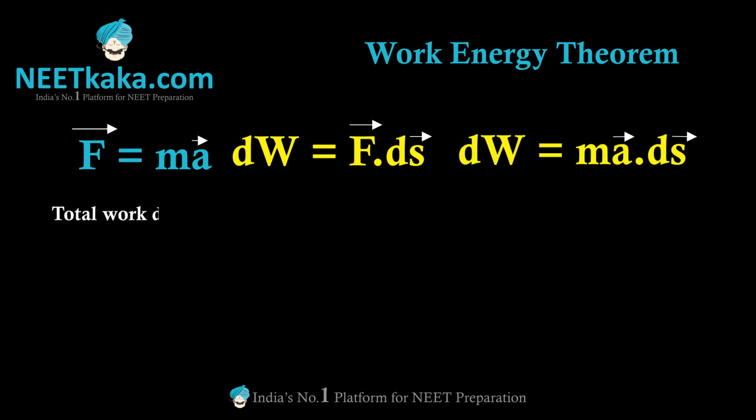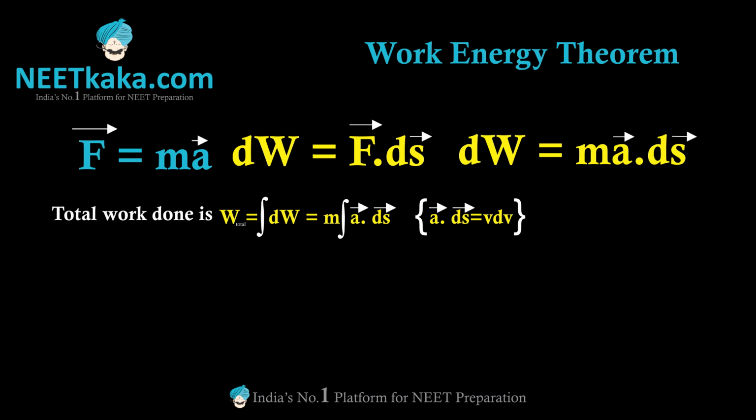Now the total work done by all the forces acting is work done total equals the integration of dW, which is equal to the integration of ma ds. Now m, being constant, comes out of the integration, and a ds we already know from kinematics is v dv. Therefore W is equal to m times the integration of v dv from v initial to v final.